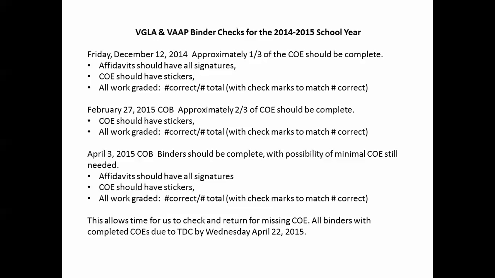So we talked about annual progress monitoring of the VAAP. The VGLA and VAAP binder check-ins are going to be Friday, December 12th, February 27th, 2015, and April 3rd, 2015. This will allow us time to check the binders and return them for missing collection of evidence. We have to turn in all binders by Wednesday, April 22nd.